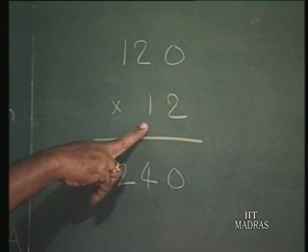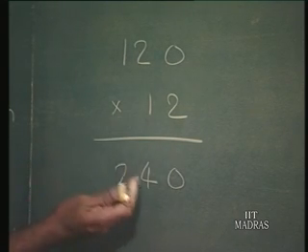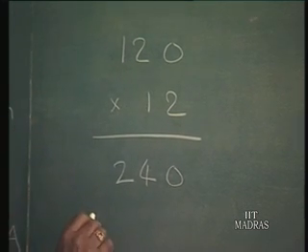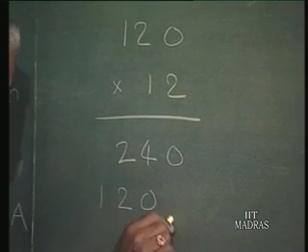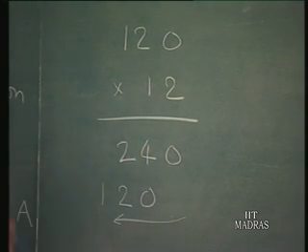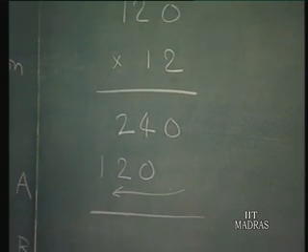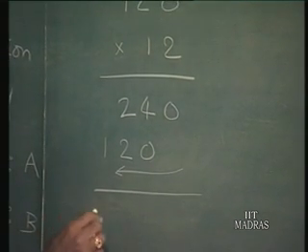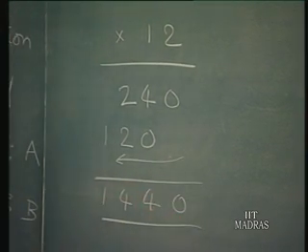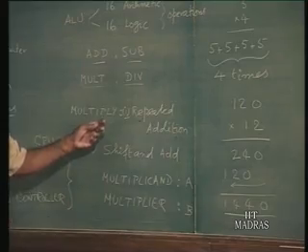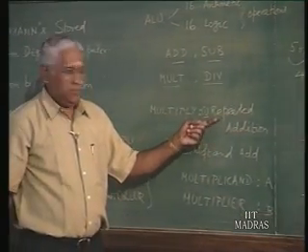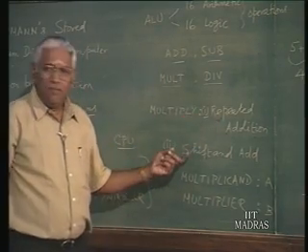So, move on to the next digit and then multiply that. In that case you have to shift the multiplicand, because 1 into 120, whatever you have, you actually shift and put it, is it not? You do not put it right below, but you shift it, then you add, right. So, we will be getting 1440.